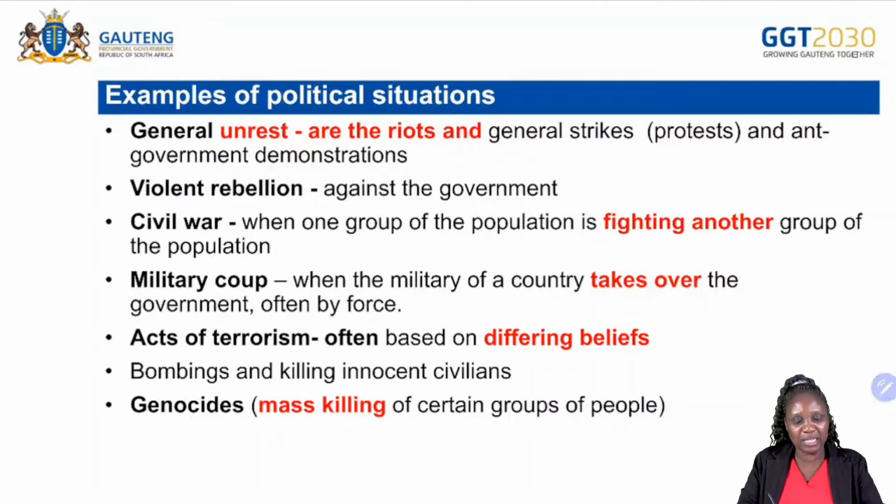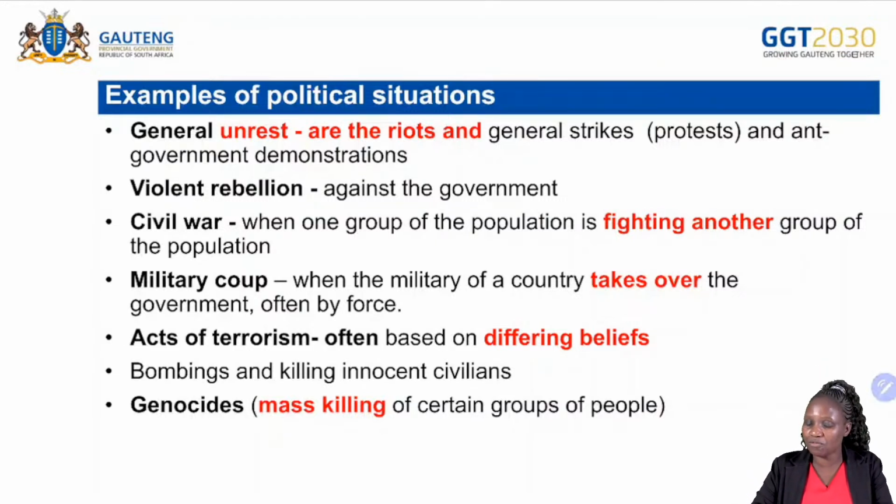And then civil war, when one group of the population is fighting another group of the population. For example, people in the same country are fighting each other. That is civil war. For example, we've got the Democratic Republic of Congo, we've got Sudan, all right? These are the countries near us in Africa that have got civil wars.